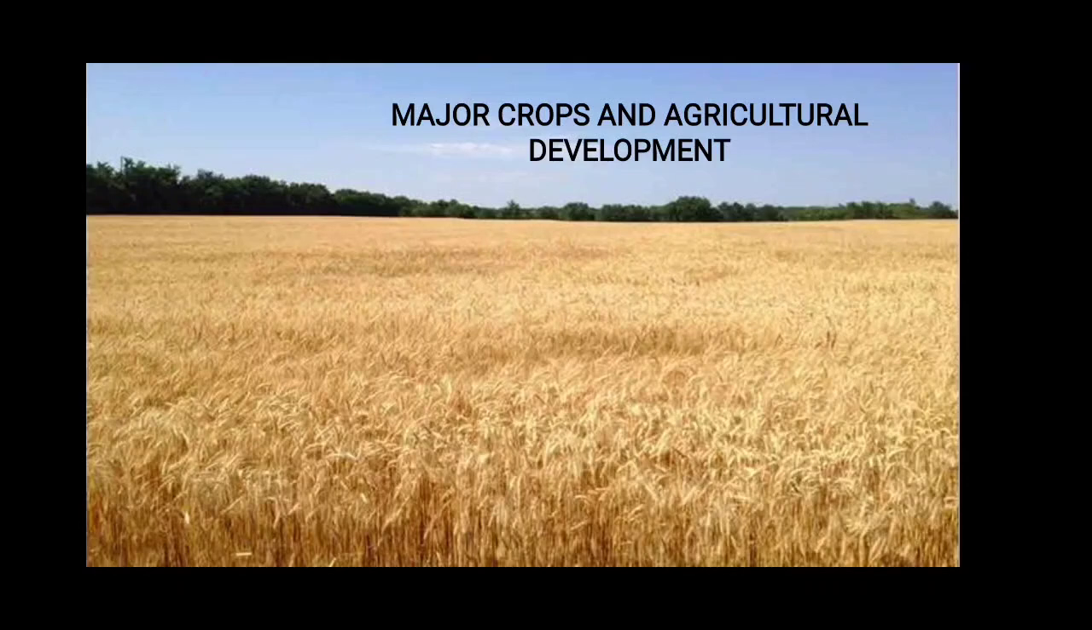Hello everyone, welcome back. Today we will be starting with yet another new chapter from the geography section, chapter 6, major crops and agricultural developments. We will be discussing the major types of crops which are found around the world as well as in India.